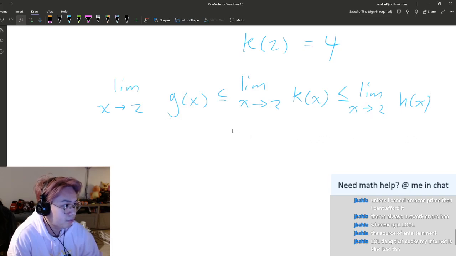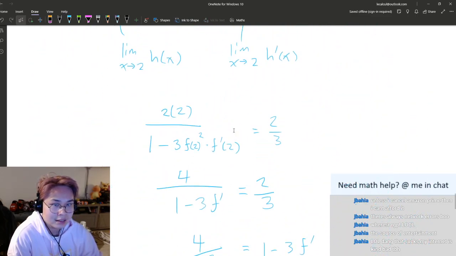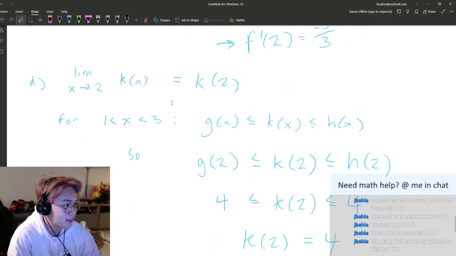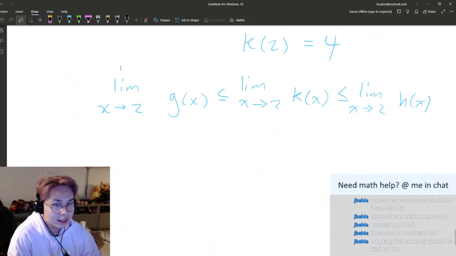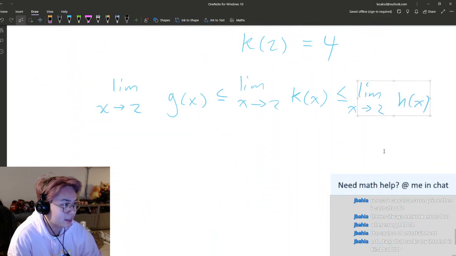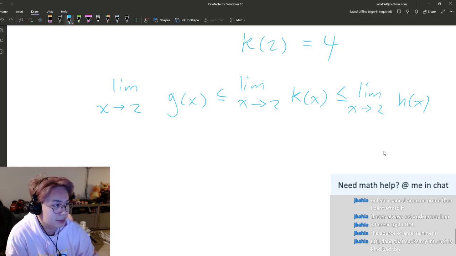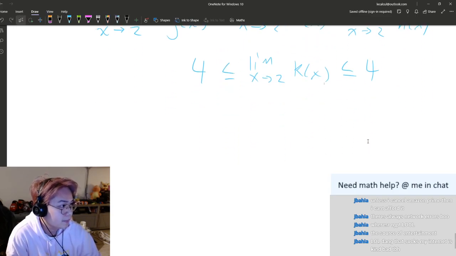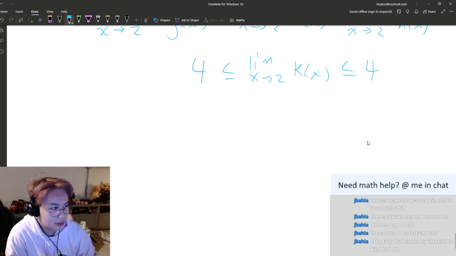Now, because f and g are differentiable, that means their limits for g and also for h are going to be their values at 2. So in other words, this is 4, this one is 4, right here, and then let's just quote squeeze theorem.